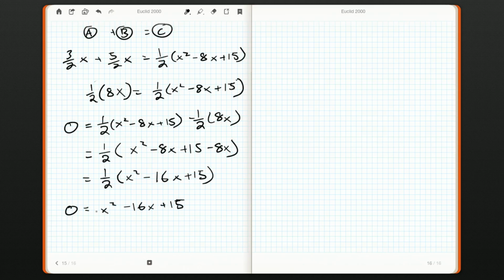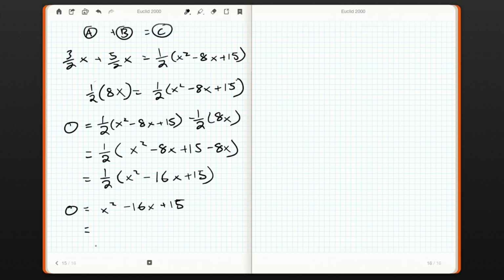Quadratic equation. You could have expanded this out with the 1/2, and you get 1/2 x squared minus 8x plus 15/2. And you could apply the quadratic formula to that quadratic equation. Either way, it's perfectly fine. So, we can either use the quadratic formula, or we can ask ourselves, what two numbers multiply to 15 and add to negative 16? So think about that for a second. What two numbers multiply to 15 and add to negative 16? Can it even be done?